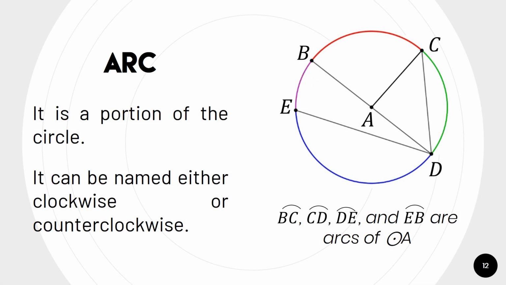Arc. It is a portion of the circle. It can be named either clockwise or counterclockwise. With points B, C, D, and E on circle A, we can name some examples of arcs, which are arc BC, arc CD, arc DE, and arc EB. There are three types of arcs: semicircle, minor arc, and major arc. Let us differentiate those three.